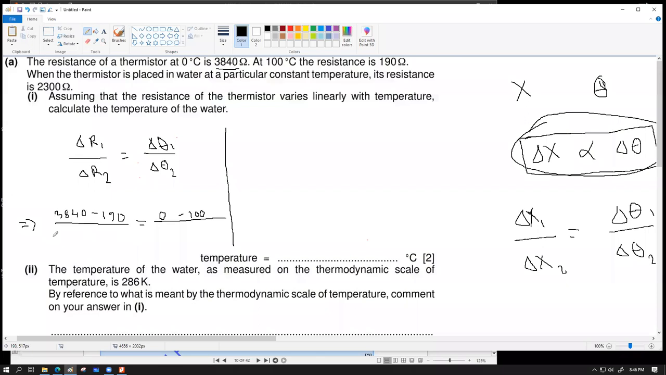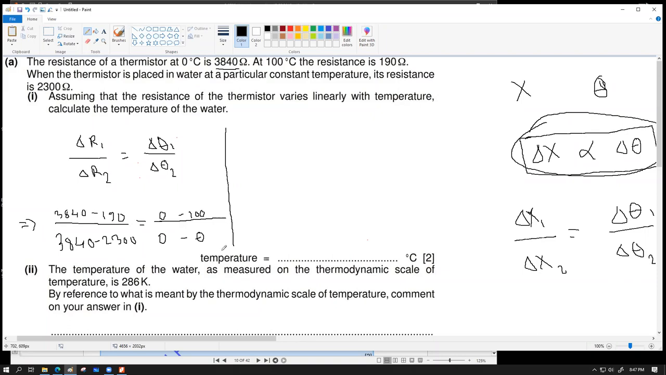So let's say I'm going to go for the easier version, which makes good sense to me. Let's say 3840. Since I've written 3840 over here, which is one of the known values, I have to write 0 over here. And then I'm going to write the relevant resistance for the unknown temperature, that's 2300. So I'm going to write the theta over here. That's basically one way to go ahead for the equation. So now you calculate this up and you should get a number for this.